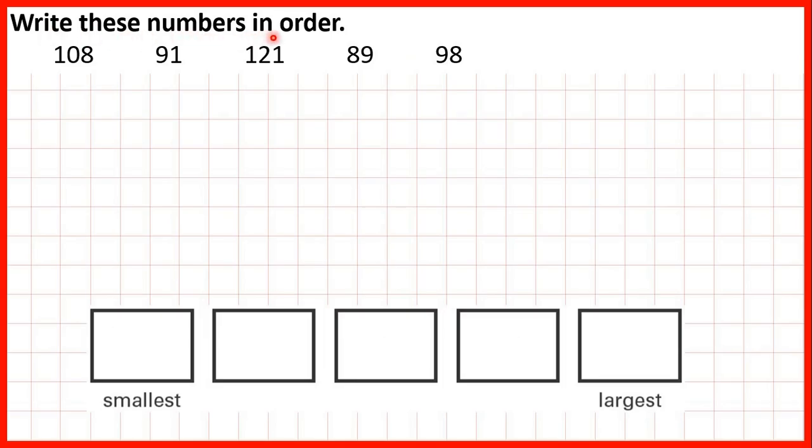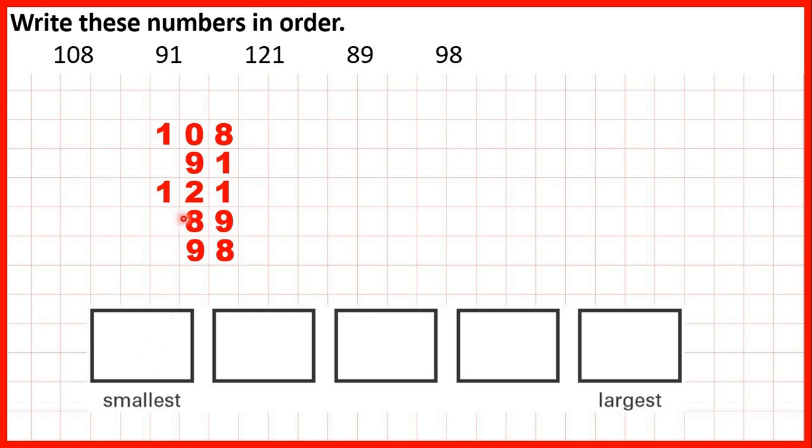Write these numbers in order. We have 108, 91, 121, 89, and 98. So we can compare numbers by looking at the largest place value first, and we can see that we have 2 numbers with 1 in the hundreds, and then our other 3 numbers are only 2-digit numbers. They don't have a hundreds digit, so one of our 2-digit numbers will be smallest.